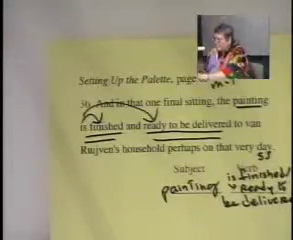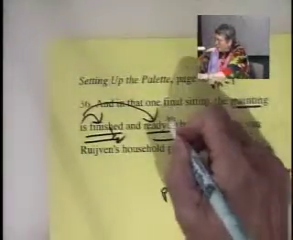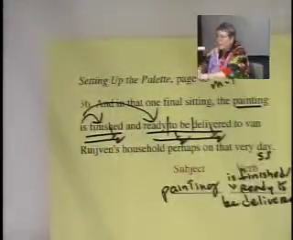Right. You've got a half verb here, you've got a half verb here, you've got another half verb here, this verb here, and it all flows together with is.